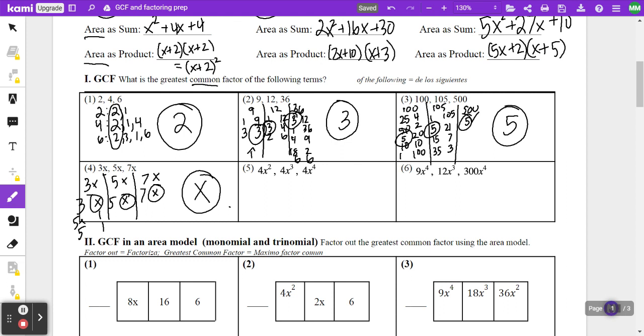Here, it's similar. The biggest x that each of these has in them is x squared. And we can also take out a 4 from each term. So the greatest common factor here is 4x squared.